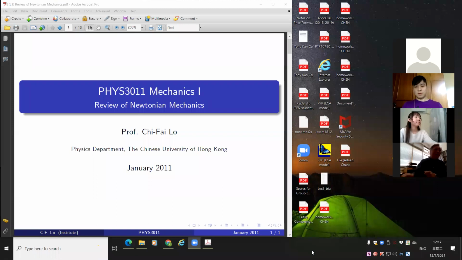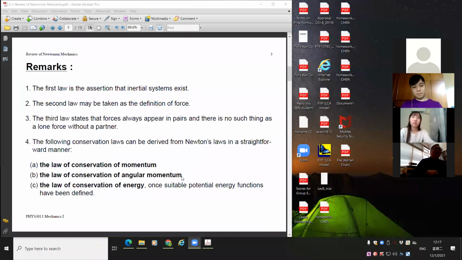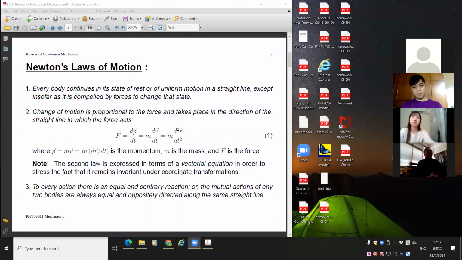Okay, anyway, let's start. So this is the course of Mechanics 1. To begin with, I will give a brief review of Newtonian mechanics. Now, in the introduction to physics course 1, all of you learned about Newtonian mechanics.